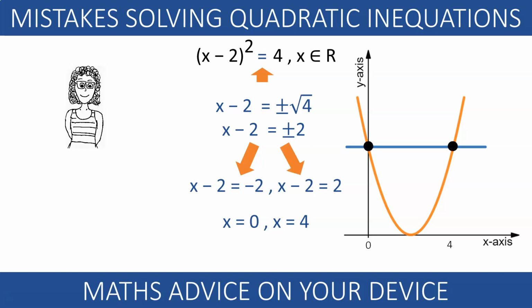Now, use your graph to ask yourself: the parabola goes below 4 for values between or away from 0 and 4? Clearly the answer is between 0 and 4, so the answer is written using the correct symbols.